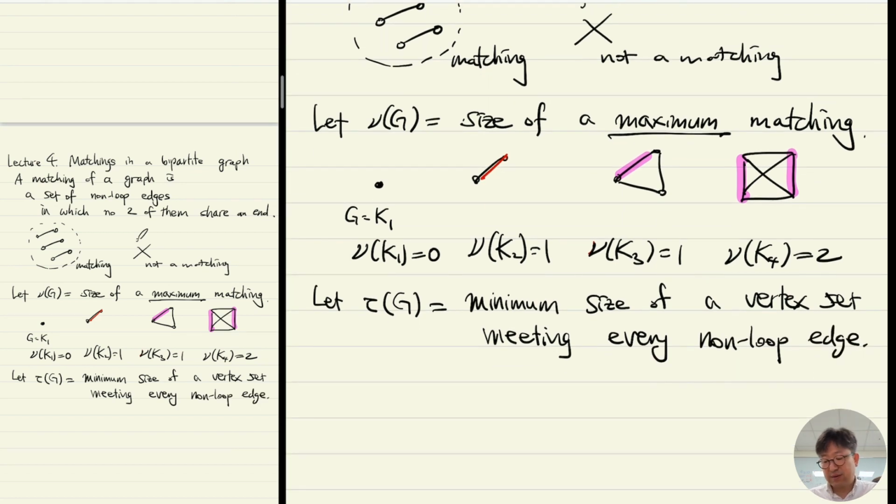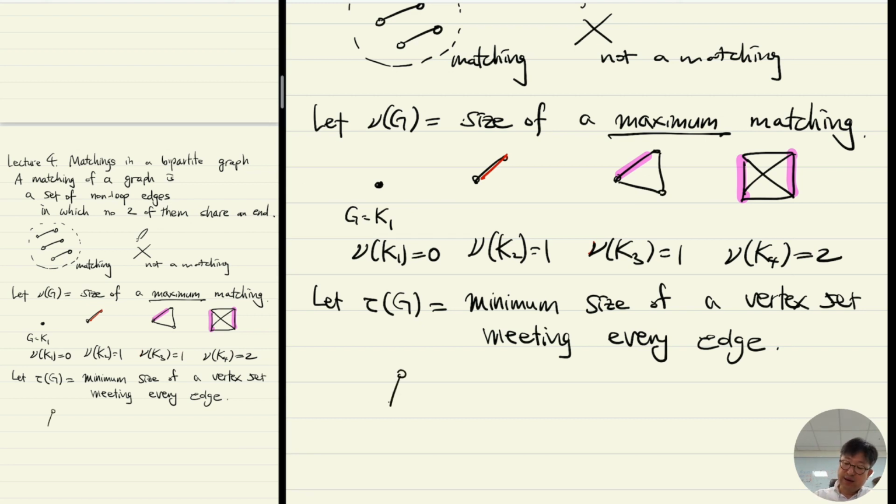Now I'm debating whether I should say non-loop or not. Yeah, let's not say that. Okay, doesn't matter. So for instance, this is the size of a set hitting every edge.